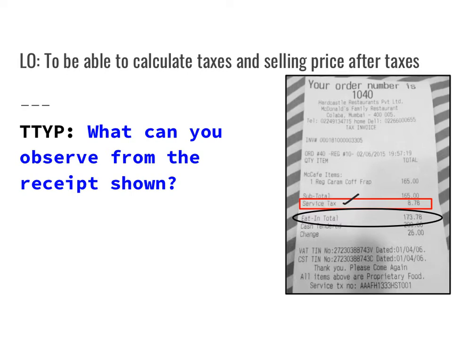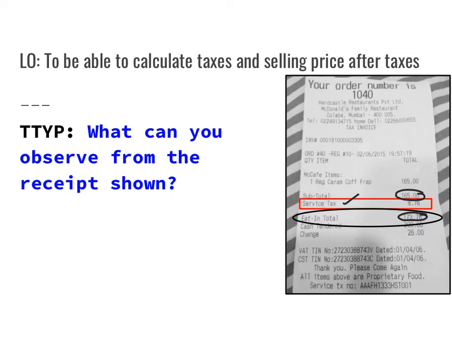I want you to focus on the red highlighted part, which says service tax. Now, if you look closely at the receipt, you only ate for $165. But then you need to pay $173.78. Why do you need to pay more? Now there is an extra fee that McDonald's charges you, which they call a service tax. That's a fee that they charge you because they serve you the food. So you end up eating for a certain amount, but you pay for more than what you ate.